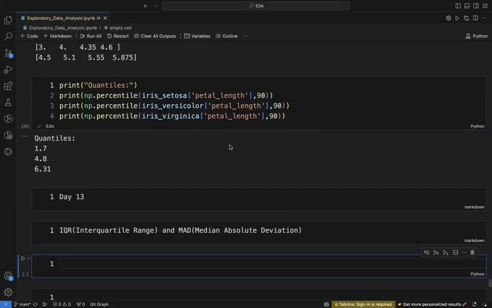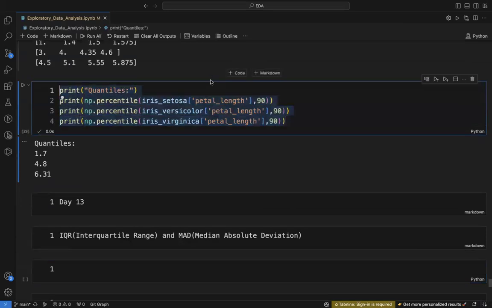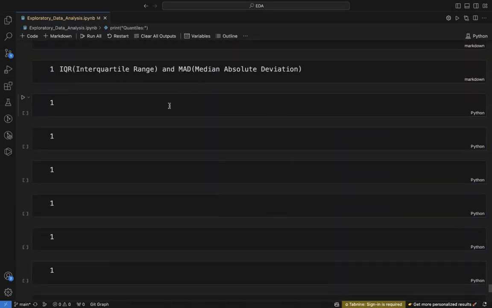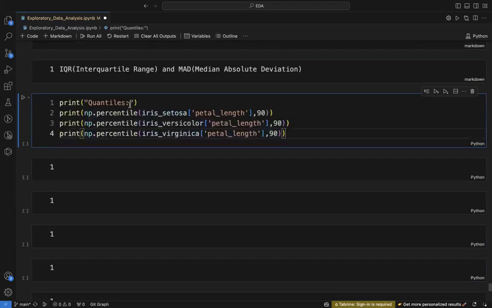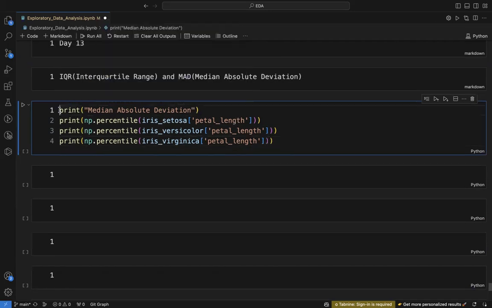To write the code, let's copy this entire code from here and paste it here to make my work easy. Change this quartile to median absolute deviation. Let's write median absolute deviation. Then here I don't require these things, so let's erase them. Let's delete this, this, and this. And here one more thing I want to add.